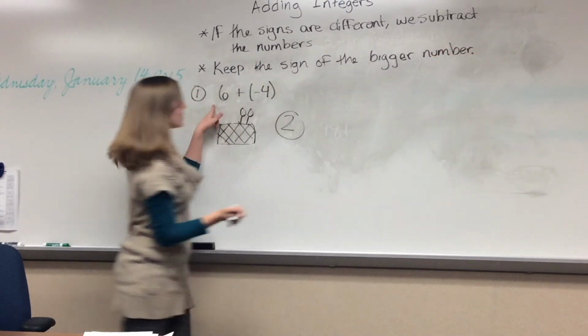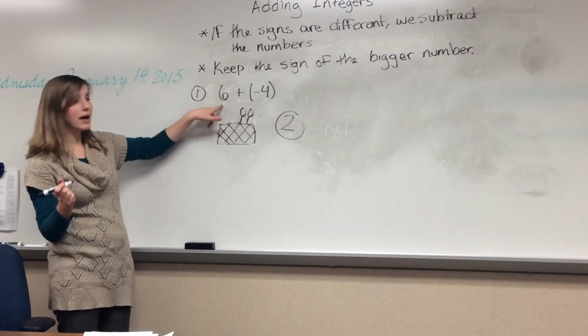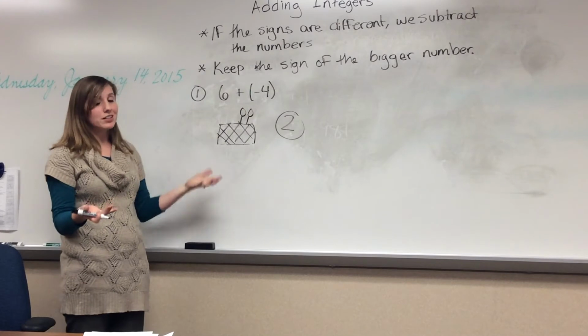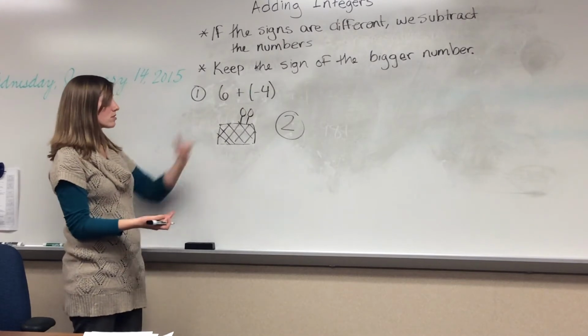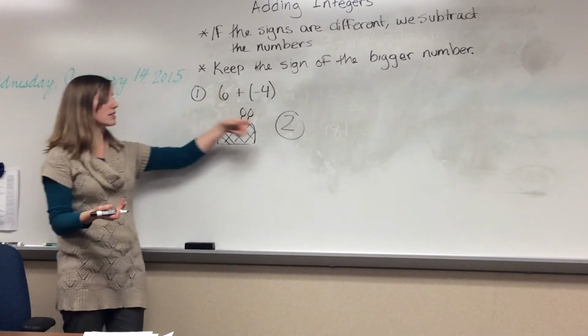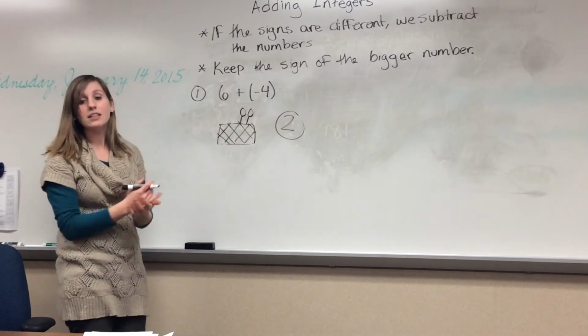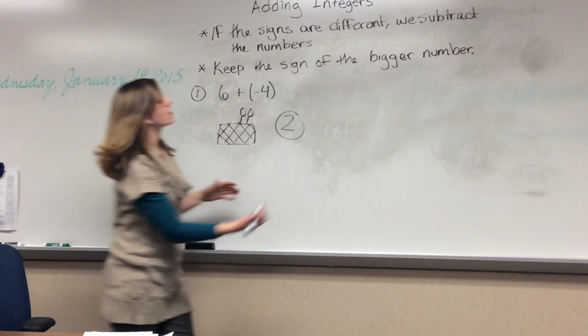After you're done canceling, because we have more balloons, it's positive 6 compared to negative 4, which is 4 weights. After you're done canceling, you're going to have more balloons. So it would make sense that the bigger number is the sign that we keep. So it would be positive 2. All right, so let's take a look at number 2. Again, we're on that video guide.